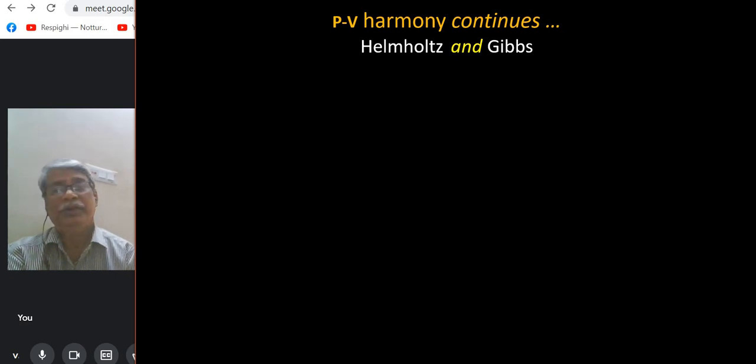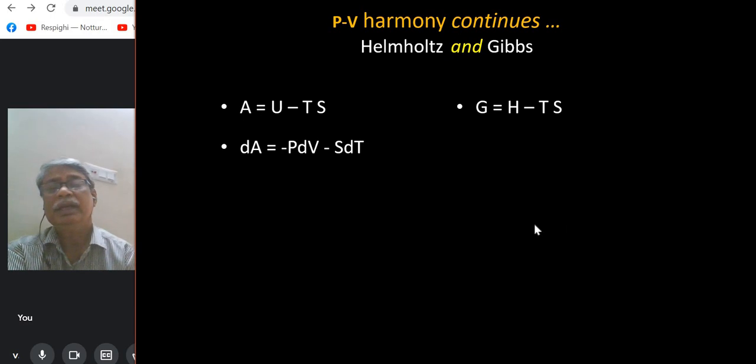PV harmony continues. Helmholtz and Gibbs. So A, Helmholtz function, is U minus TS. So what do you expect on your right? Yes, you have rightly guessed. It should be H minus TS, and that is Gibbs energy. Similarly, the differential form, total differential dA and dG, you can easily check how this PV harmony is existing.